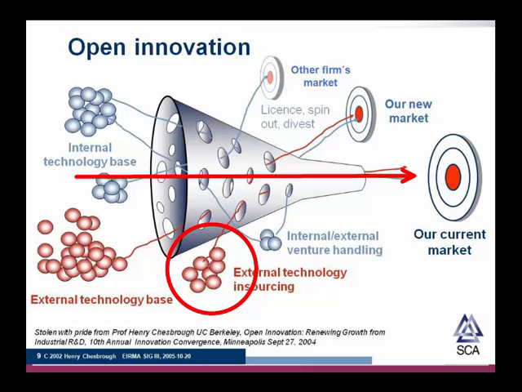Look at this. You've got a blue line going from our funnel out to some other firm's market. What does that mean? That means that a technology that we developed, one of the blue balls there, actually was developed and had value for somebody else, not us, somebody else. So it was licensed, spun out, divested, right, and now becomes a part of somebody else's product.